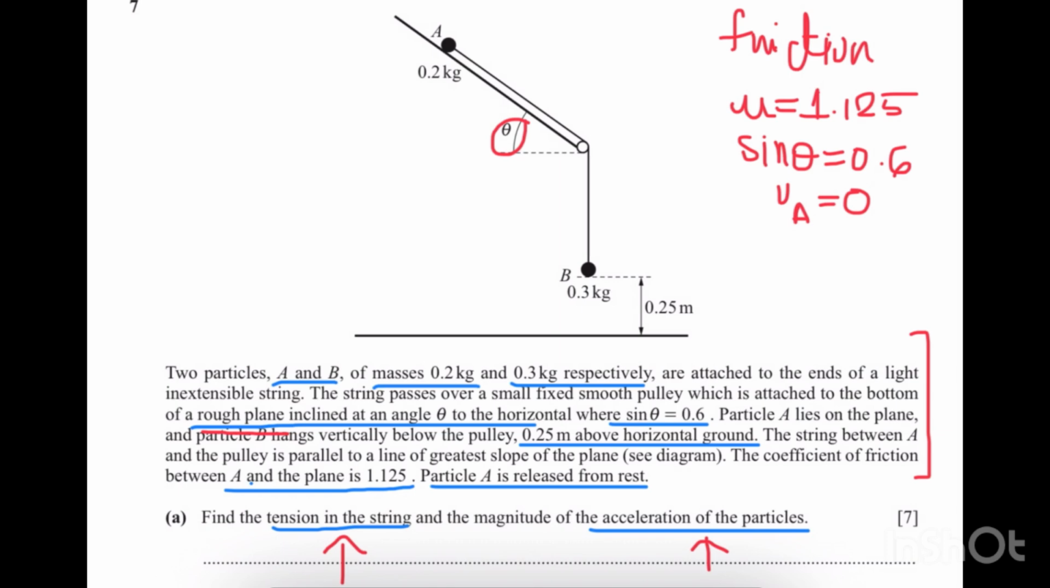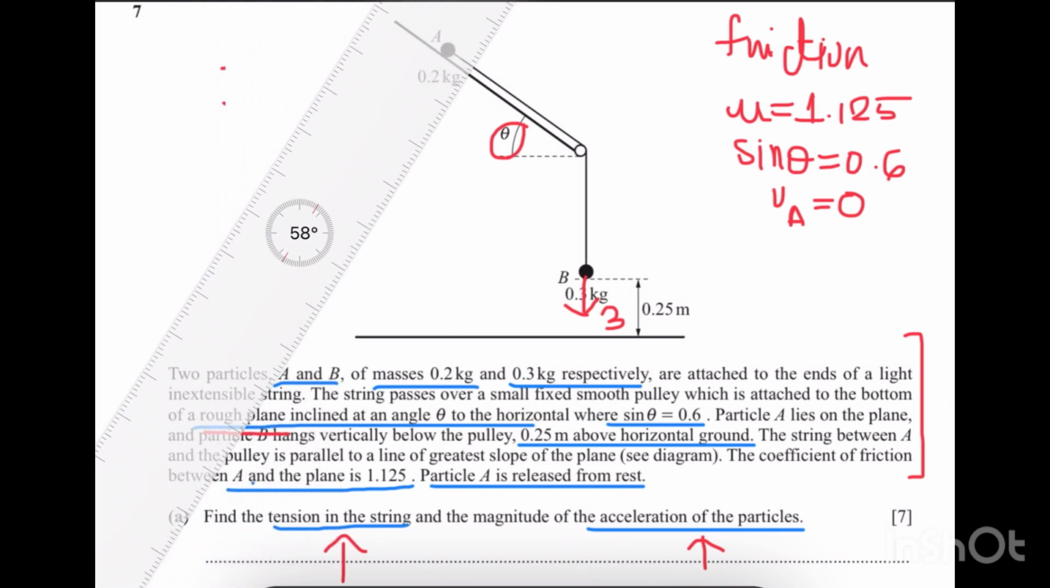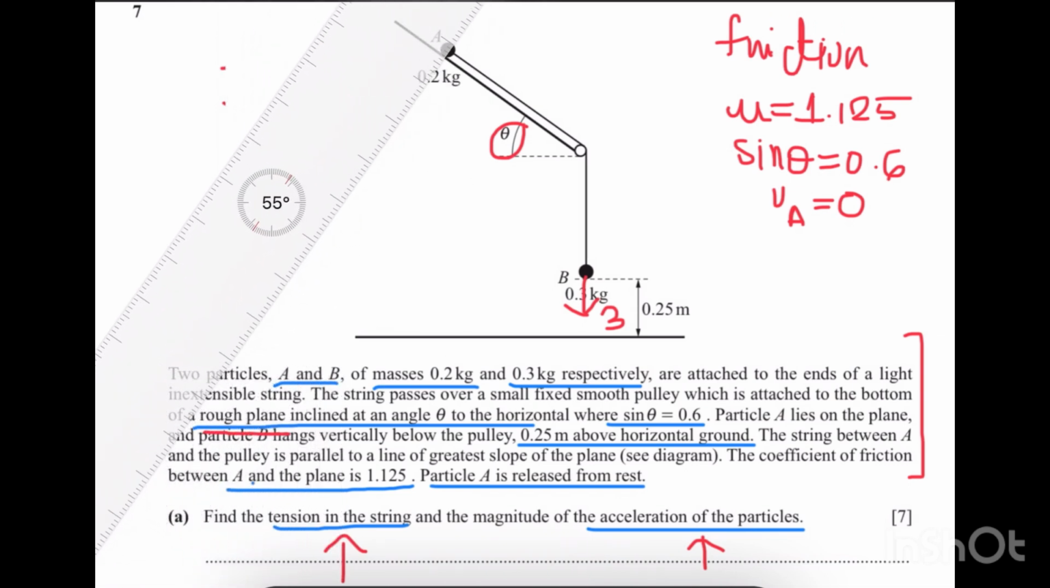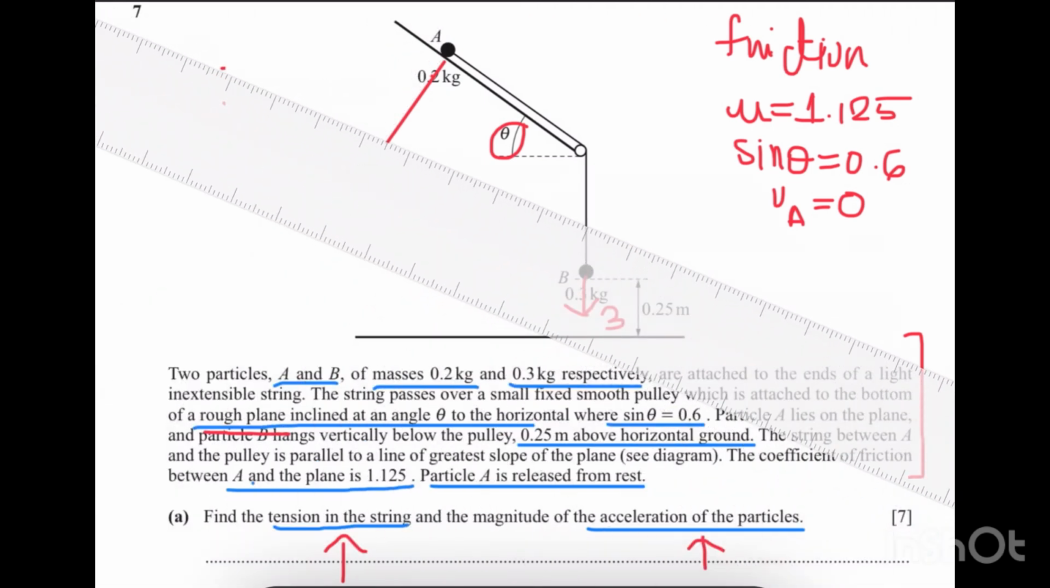So now let's resolve the weights. For B, since it is hanging vertically, it will only have a downward component of 3. For A, we need to resolve the weight, since it has two components. So it has the downward component and a rightward component which is pull.